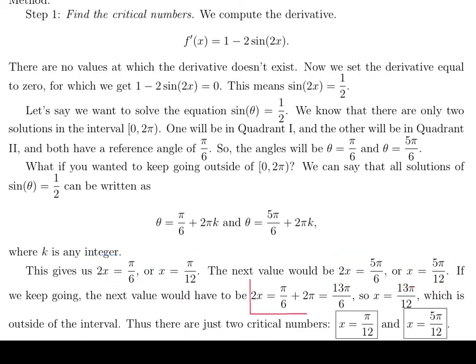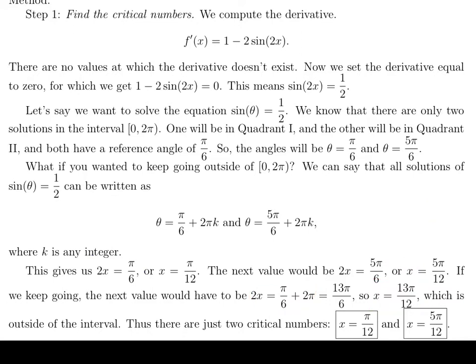Our next value would have to be pi over 6 plus 2 pi. And so that tells us that x would have to be equal to 13 pi over 12. If you go back to the statement of the original problem, we were only dealing with an interval from 0 to pi over 2. So this value of x is not in our domain, so we're going to throw it out.